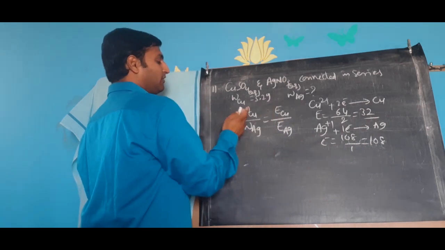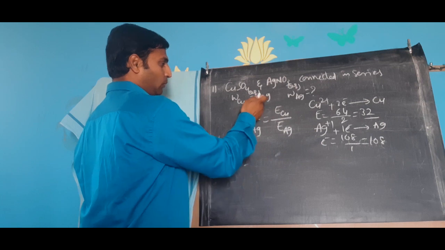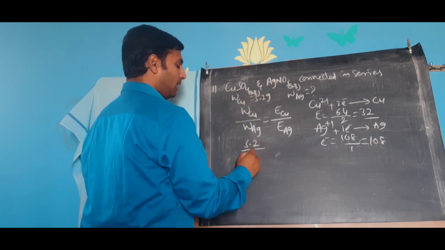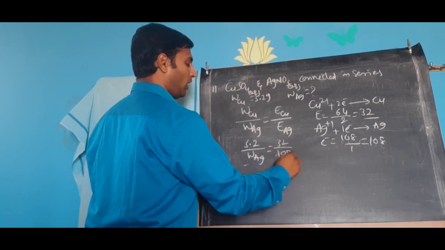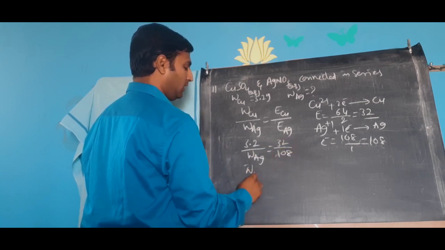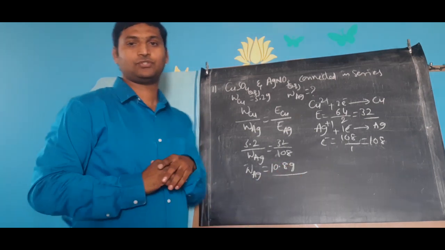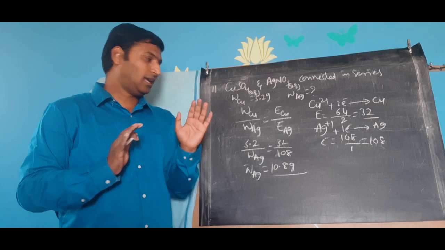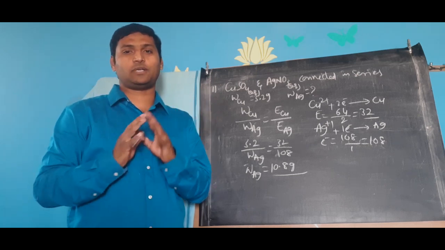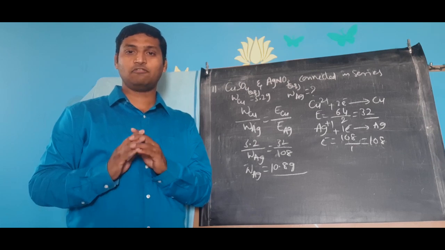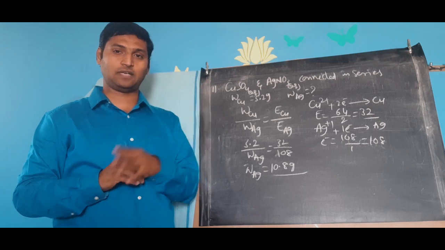So, weight of copper by weight of silver is equal to the ratio 32 by 108, and the weight of copper has been given to you. So 3.2 by weight of silver is equal to 32 by 108. If you simplify, weight of silver comes out to be 10.8 grams. See, except this, there are not many other ways of asking questions in Faraday's second law of electrolysis. So it's a simple problem from Faraday's second law of electrolysis.